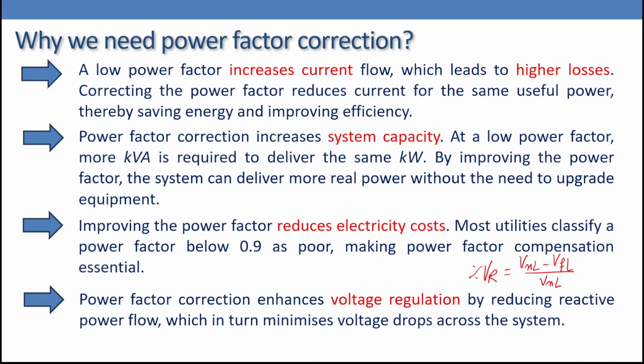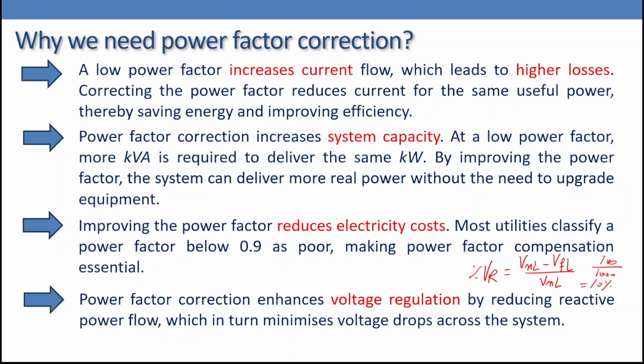Can you explain more? Assume that this machine is going to generate 1000 volt if the machine is running at no load. When the machine is fully loaded, the voltage drops to 900 volt. So in this case, the voltage regulation is 100 over 1000, and that equals 10%.